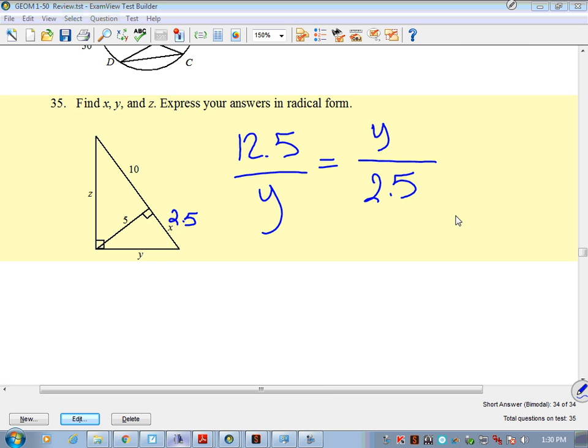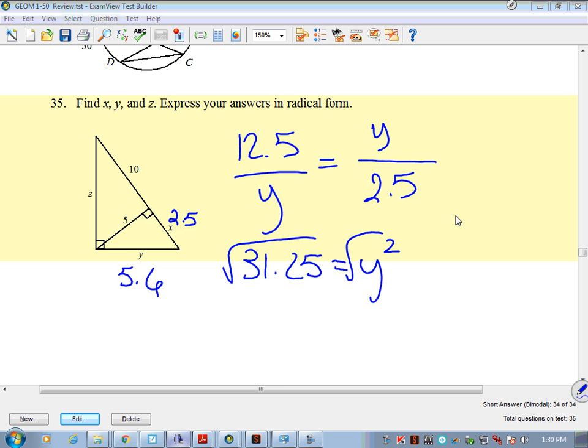Come on, guys, help me out. A little louder. 31.25 equals y squared, so I need the square root of 31.25. What is that? 5.6. 5.6, but it wants our answer in radical form.